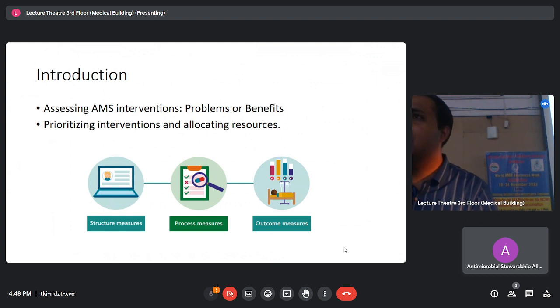Outcome measures are like, okay, you are doing the interventions, you are providing the feedback, you are trying to minimize the use of antimicrobials and to prevent the use of broad-spectrum antibiotics, but this should not come at the cost of negative patient outcomes. The patient should not suffer. So how will we know that? For that we have the outcome measures.